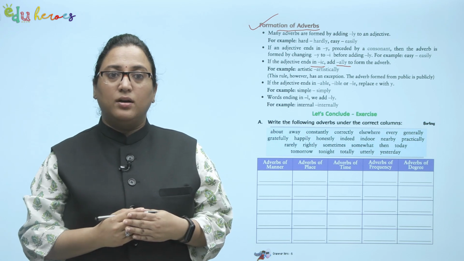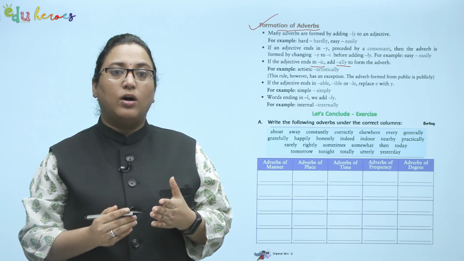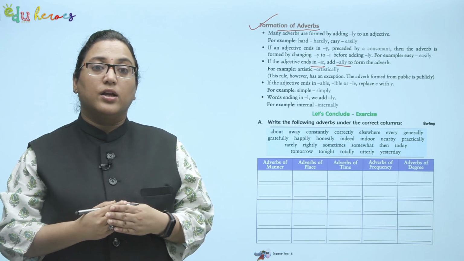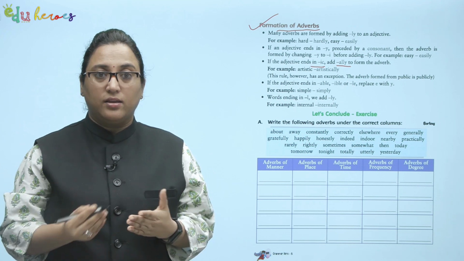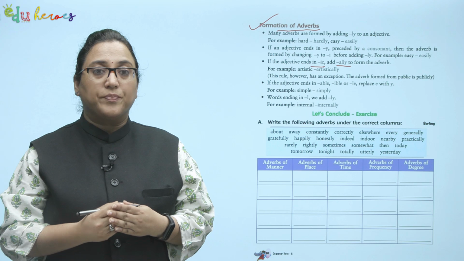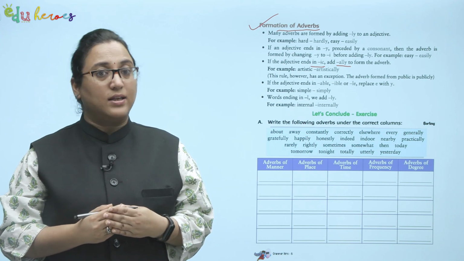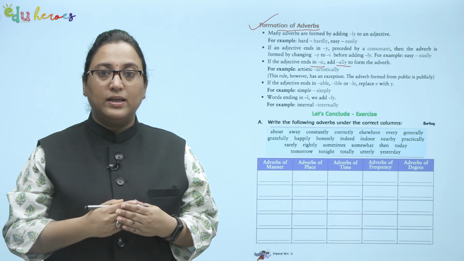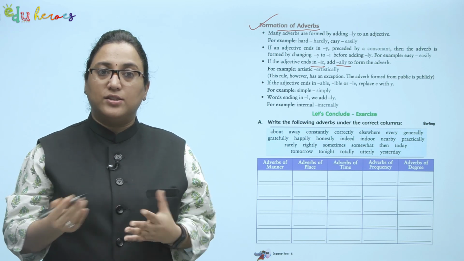For example, artistic. Now artistic is an adjective. This person is very artistic. It changes to artistically. He completed his assignment artistically. This rule, however, has an exception. The adverb formed from public is publicly, not publicity or something else.